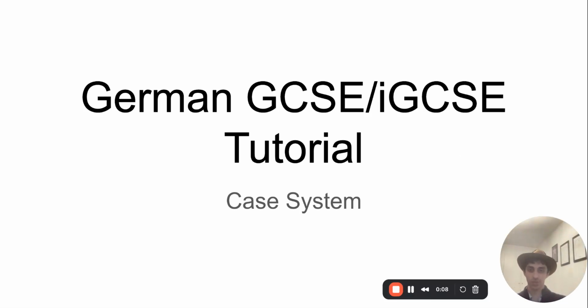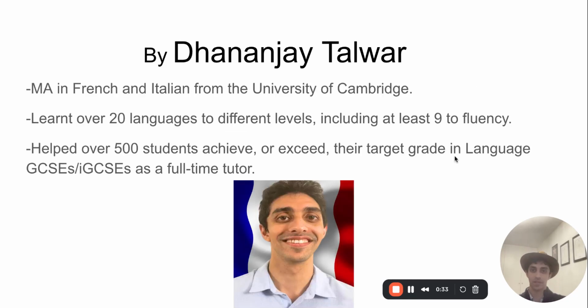So in this tutorial, we're going to look at the case system, which is another potentially tricky aspect of German GCSE and iGCSE grammar. There are four cases in German. I'll go through each of these, the differences between them, which you do need to be as clear on as possible, when you use each of these, and more. So it should be very valuable.